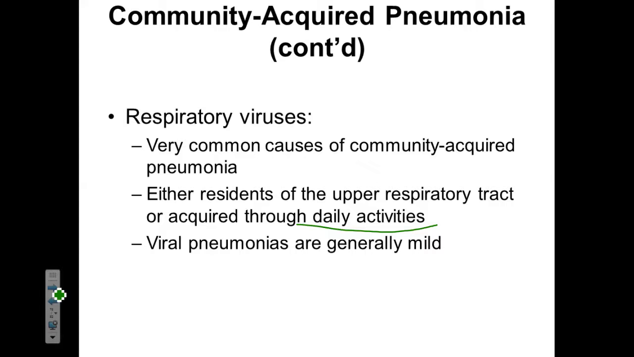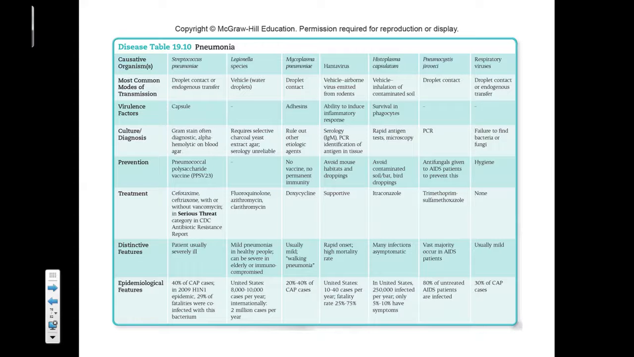After these viruses make it into our lower respiratory tract, they can initiate the state of pneumonia where alveoli start to fill up with fluid. Viral-based pneumonia, though, generally speaking, is going to be pretty mild. When we think of fungal and bacterial and protozoal-based pneumonias, those are going to be much more profound.